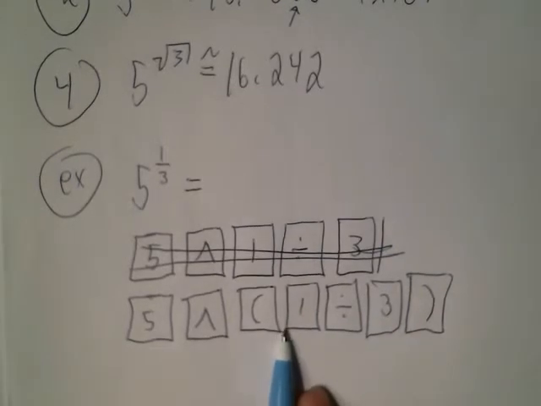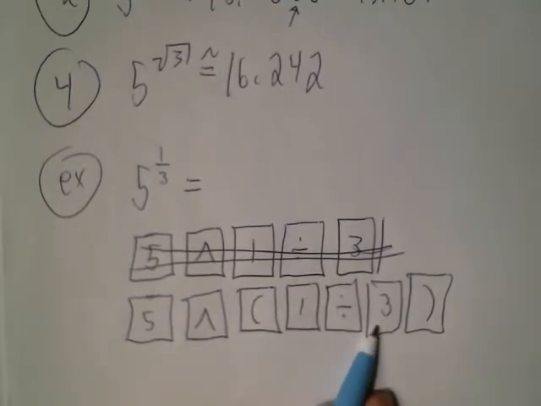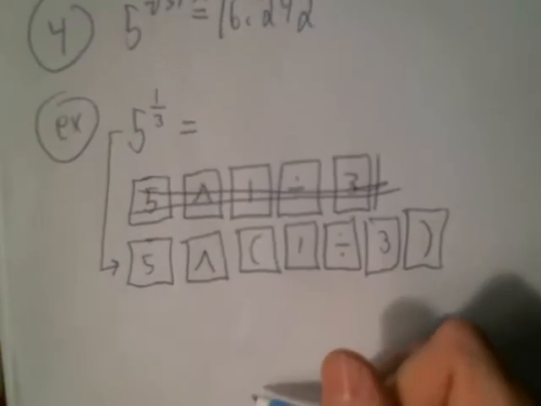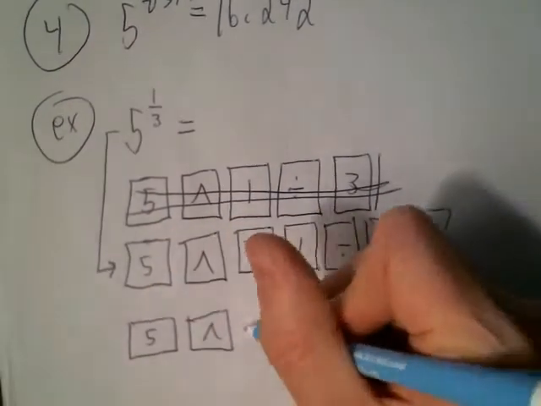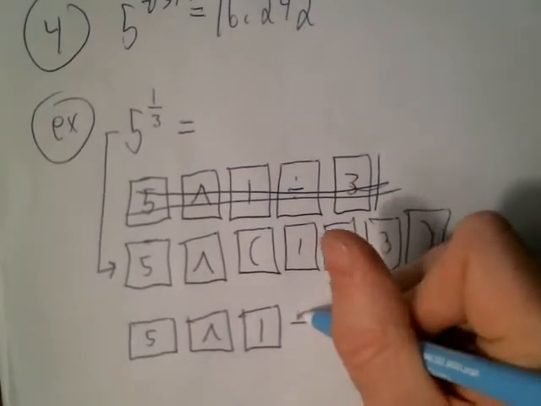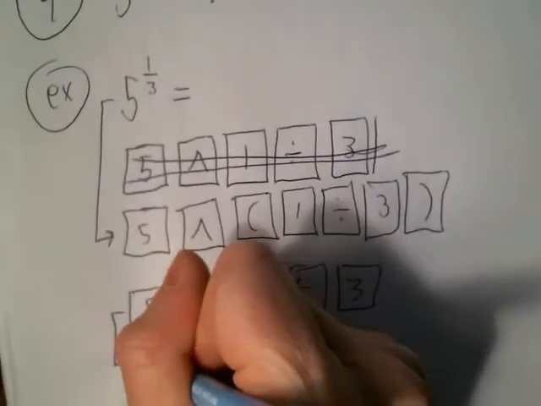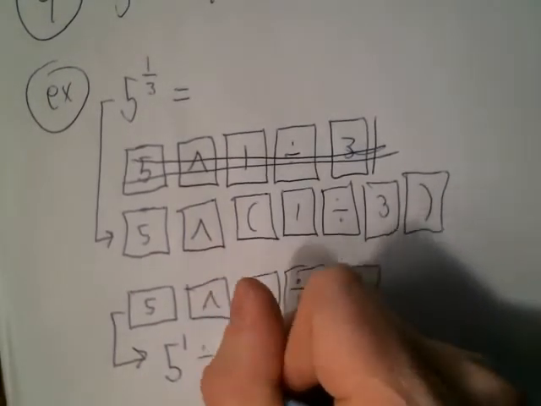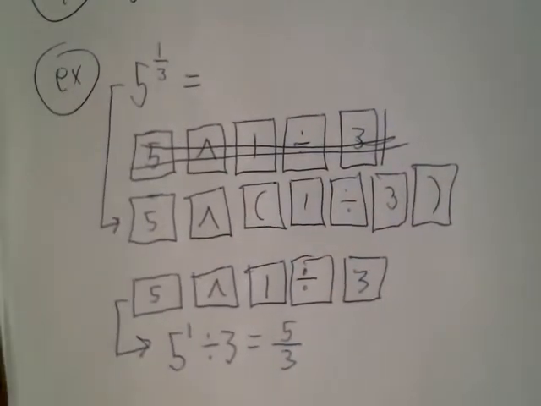Otherwise, if you don't include the parentheses, it's going to assume that what you're doing is 5 to the first power and then divided by 3. So if you typed 5 caret 1 divided by 3, you may think you're getting the right answer, but really this is 5 to the first power and then that divided by 3. So this actually is 5/3, okay? Which is not what we want. We don't want 5/3. We want 5 to the 1/3.